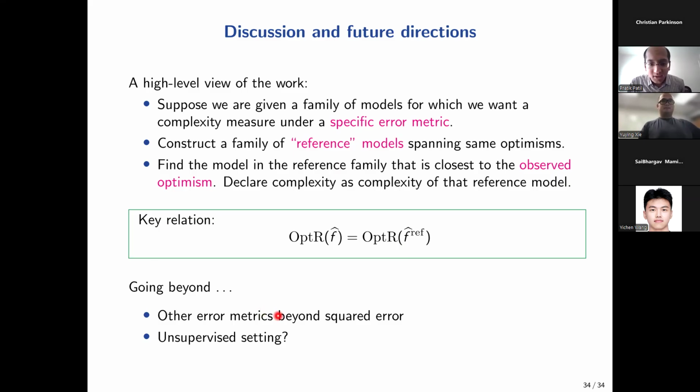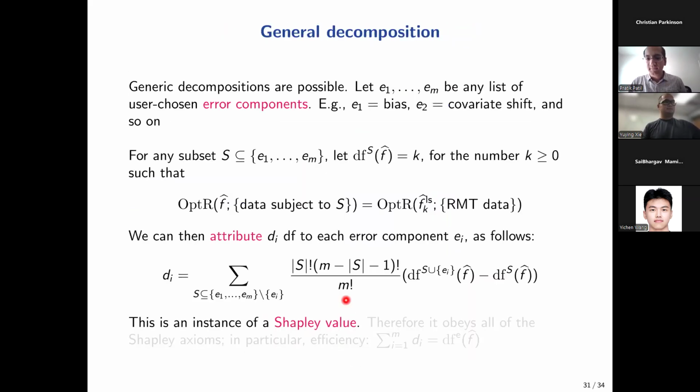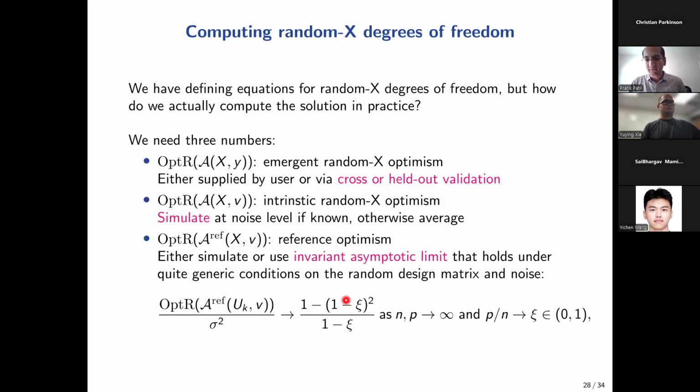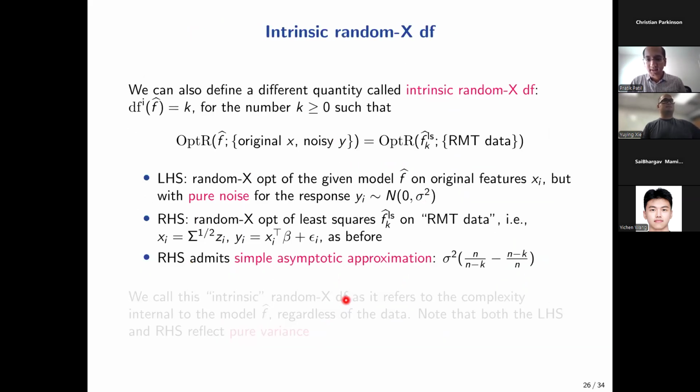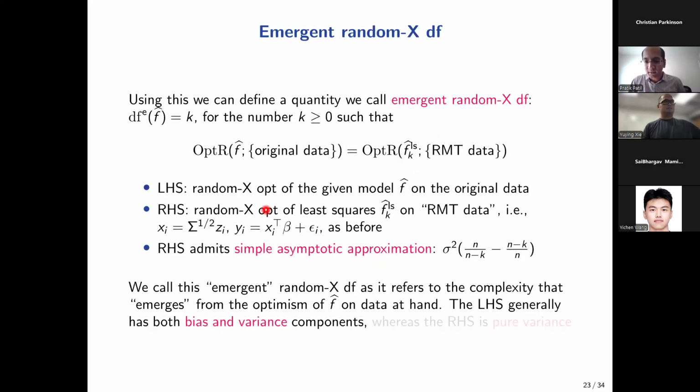Are the features ordered in some sense? Good question. It actually does not matter because of this universality here. It's not apparent immediately whether the order should matter or not. But if you try to compute the random X optimism of least squares with k features, it just depends on k. It doesn't depend on the order in which you're putting things in.